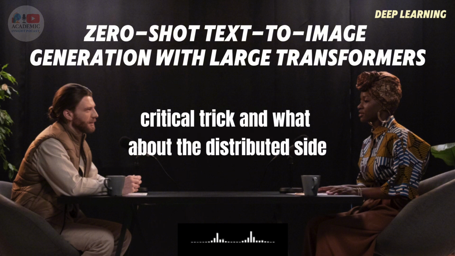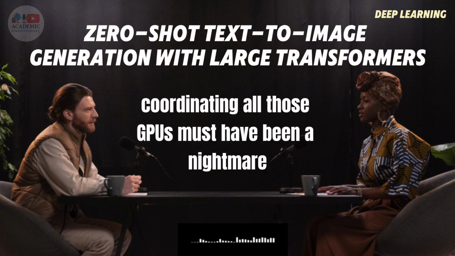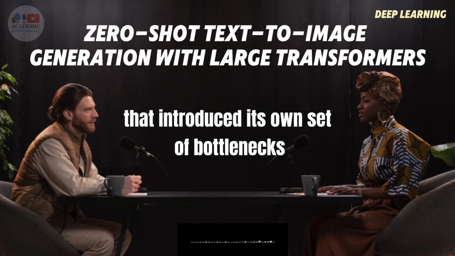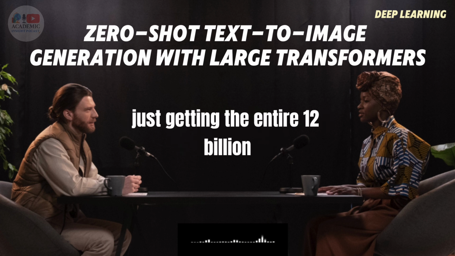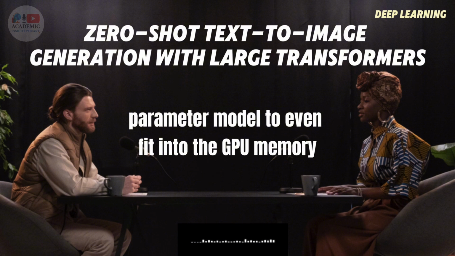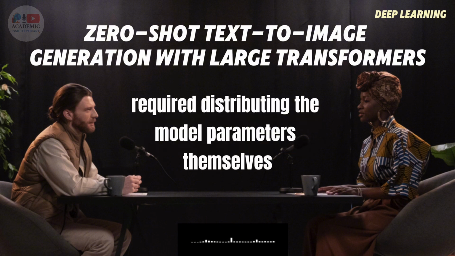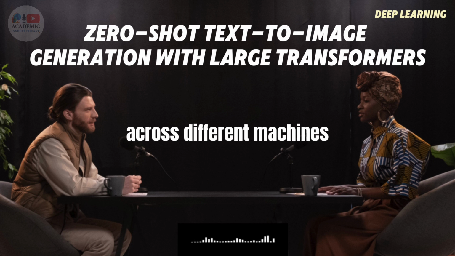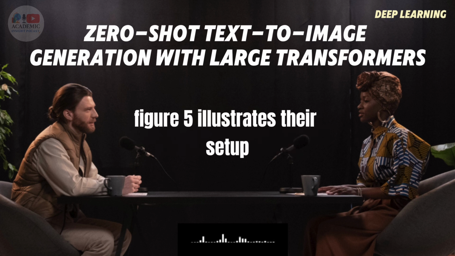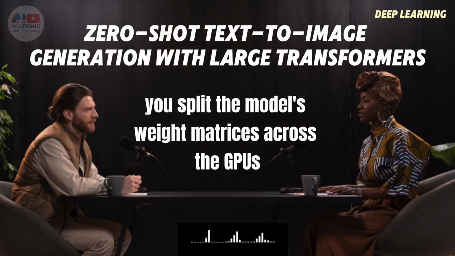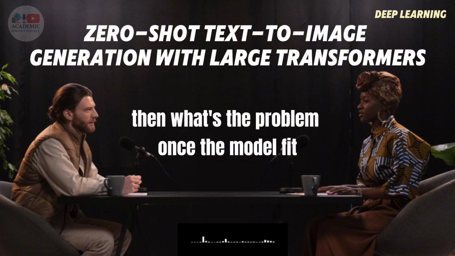And what about the distributed side? Coordinating all those GPUs must have been a nightmare. That introduced its own set of bottlenecks, absolutely. First, just getting the entire 12 billion parameter model to even fit into the GPU memory required distributing the model parameters themselves across different machines. Spreading the model out. Yeah, a technique called parameter sharding. Figure 5 illustrates their setup. You split the model's weight matrices across the GPUs. Okay, so the model fits, then what's the problem?